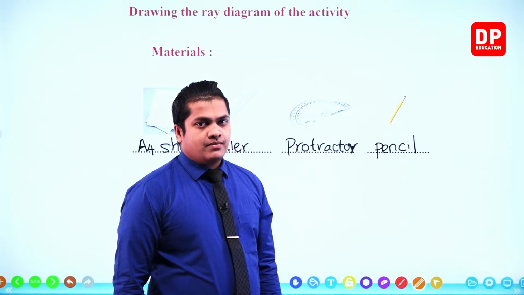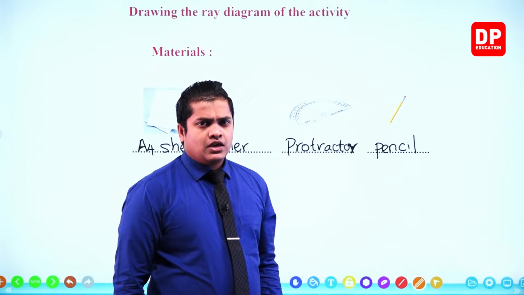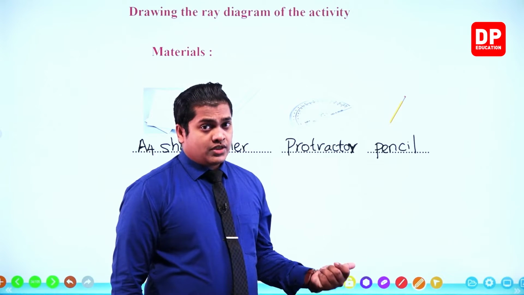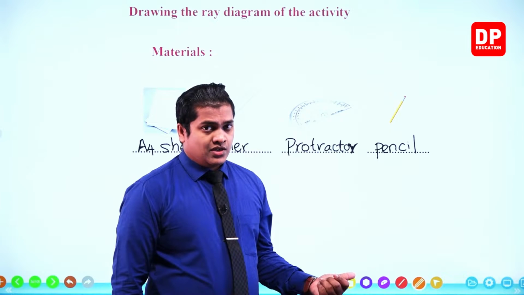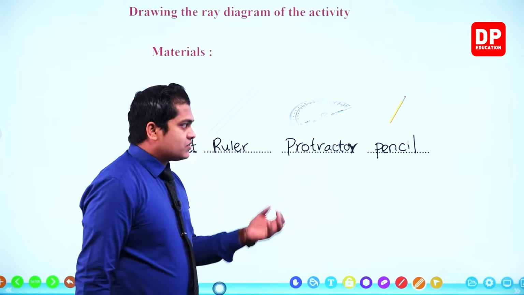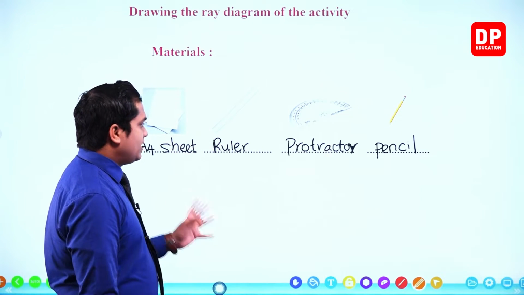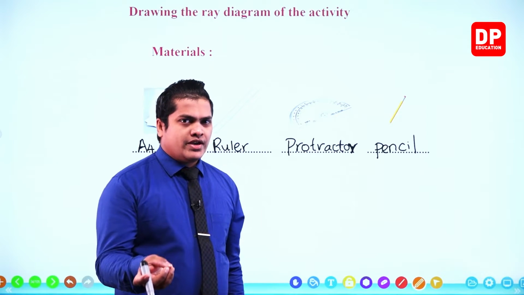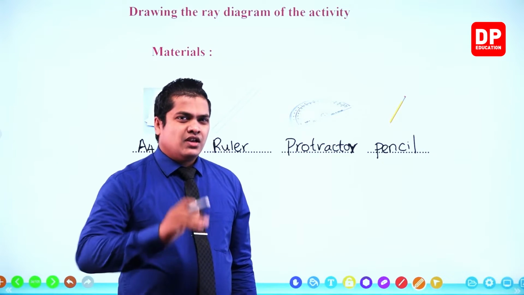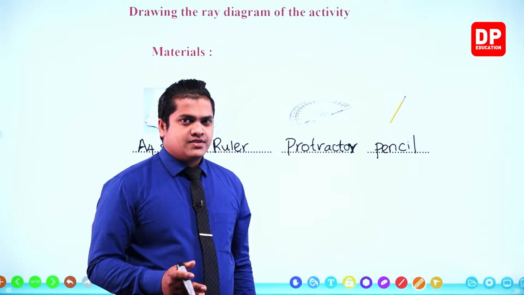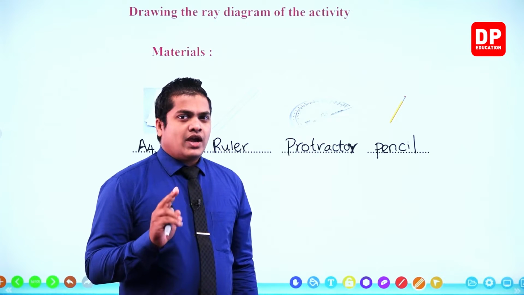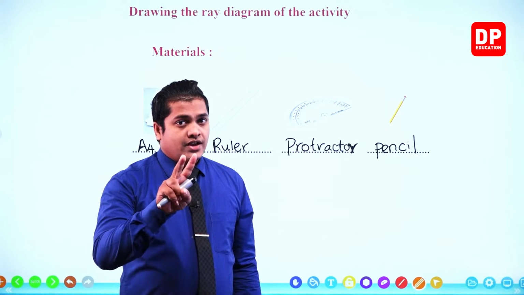So it's very simple, my dear children. We are going to draw the ray diagram over here. Only the ray diagram. So we use the pencil, protractor, ruler and the A4 sheet. Now we are going to take a pointy object or a certain point. We are going to draw the plane mirror surface and direct two light rays. Now over there we directed two light rays.